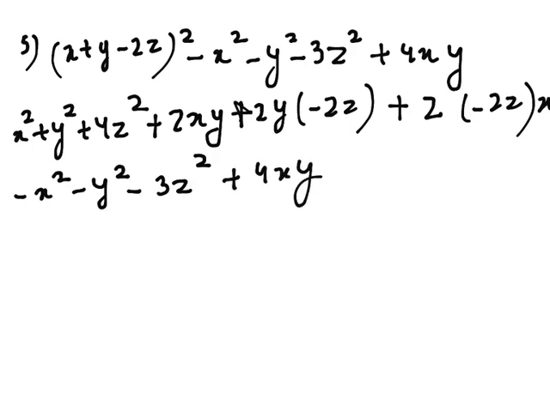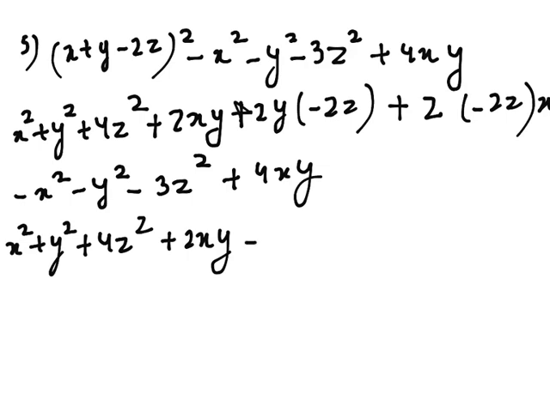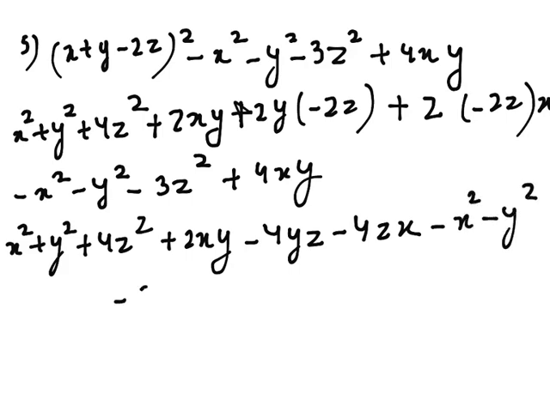So it will give us x² + y² + 4z² + 2xy. This term will give us −4yz. This term will give us −4zx. Then we have − x² − y² − 3z² + 4xy.